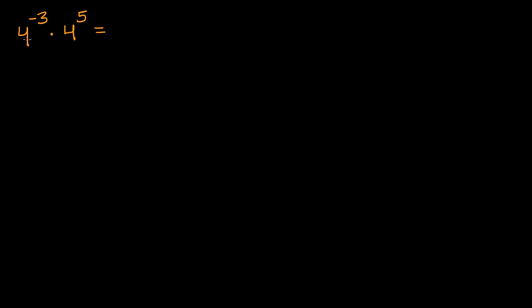One, you say, oh, look, I'm multiplying two things that have the same base. So this is going to be that base, 4, and then I add the exponents, 4 to the negative 3 plus 5 power, which is equal to 4 to the 2nd power. And that's just a straightforward exponent property. But you can also think about, why does that actually make sense?